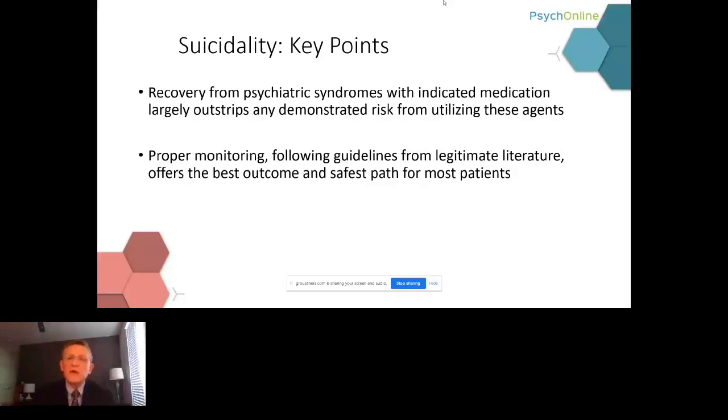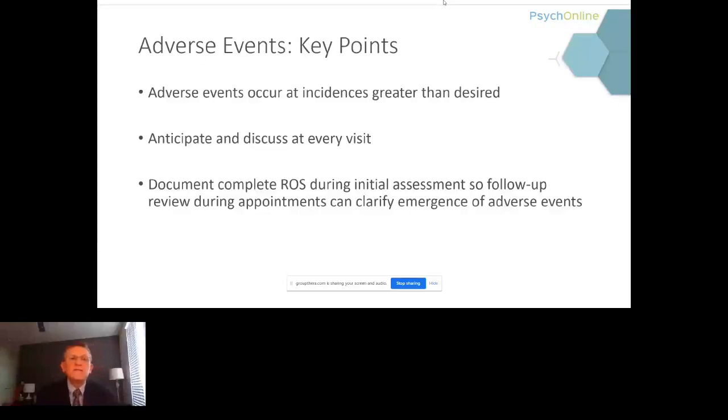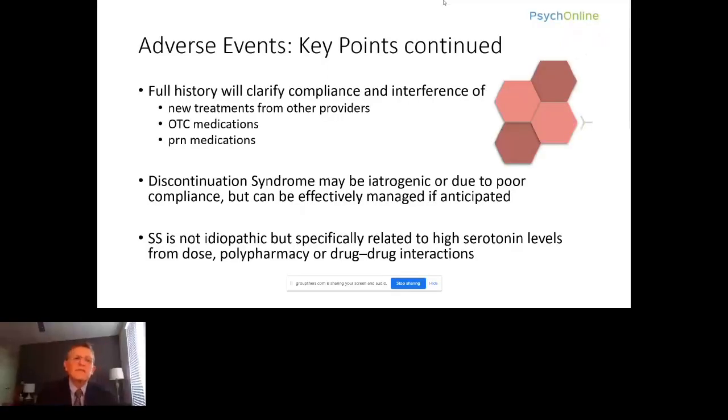Proper monitoring following guidelines from legitimate literature offers the best outcome and safest path for most patients. What are our key points about adverse events in general? Adverse events occur at incidences greater than desired. So let's anticipate them and discuss them at every visit. Document a complete review of systems during the initial assessment, so in your follow-up review, you can clarify what's truly the emergence of an adverse event.